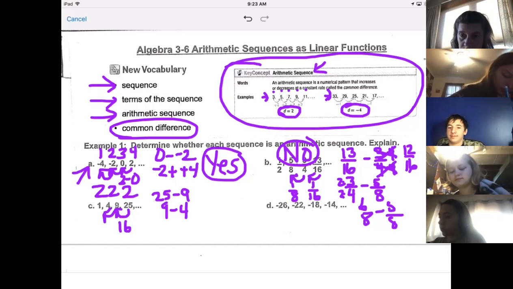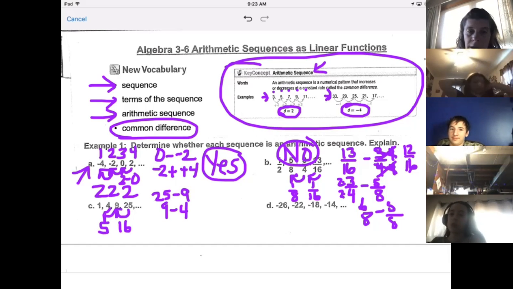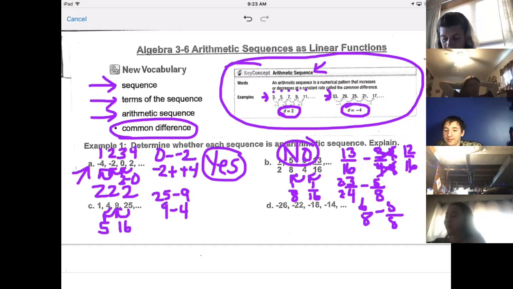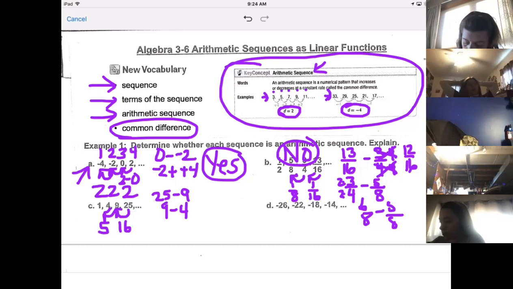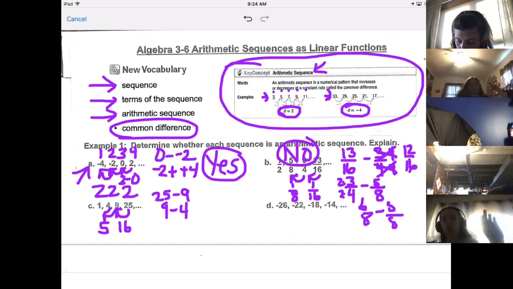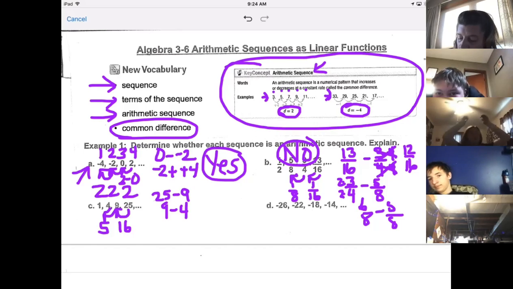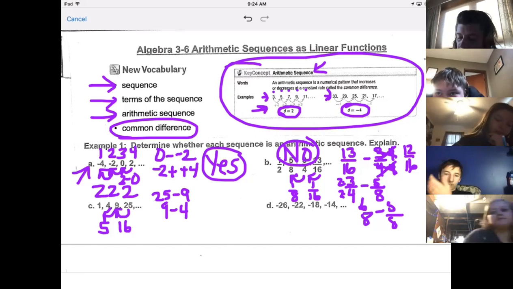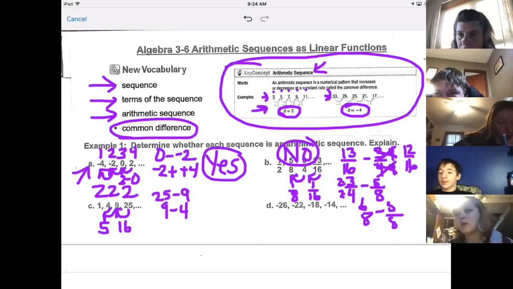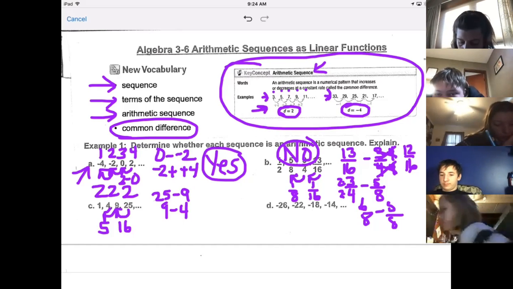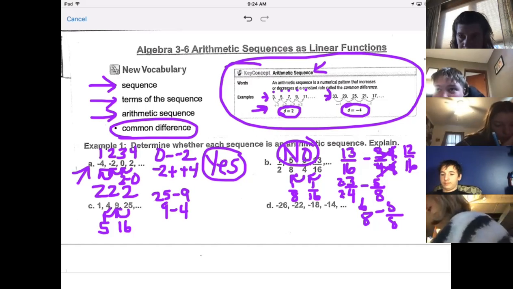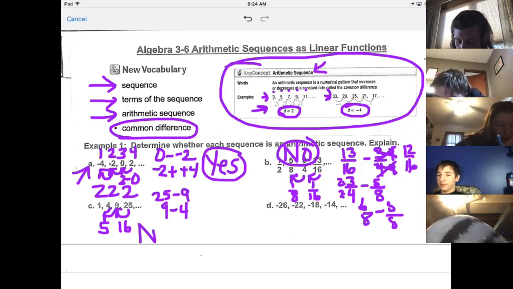Oh, hey, what does this tell us, Grady? Is this arithmetic or not? Yes. In order to be an arithmetic sequence, go back up here. See all these jumps? They have to be the same number over and over and over again. Do we have the same jump? No. Nope. So this is a no.